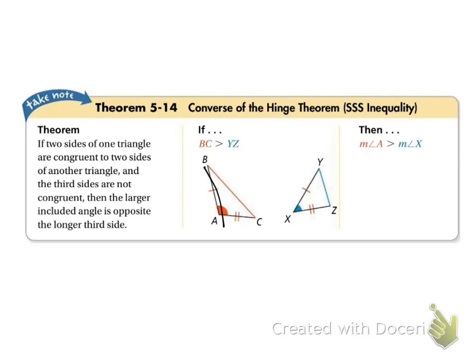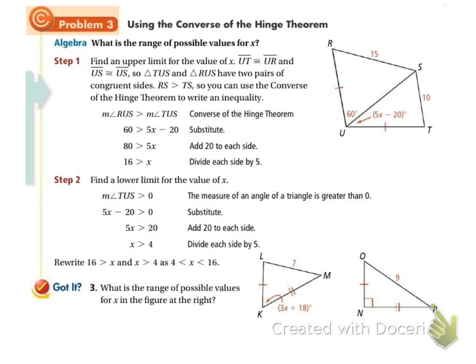So same thing, we need the two sides congruent, and we're looking at the angle in between and the side opposite. But now we're going to start by looking at the sides and then look at the angles. So when we're using it, we can figure out a range using algebraic expressions. Let's look at this got it problem down here.